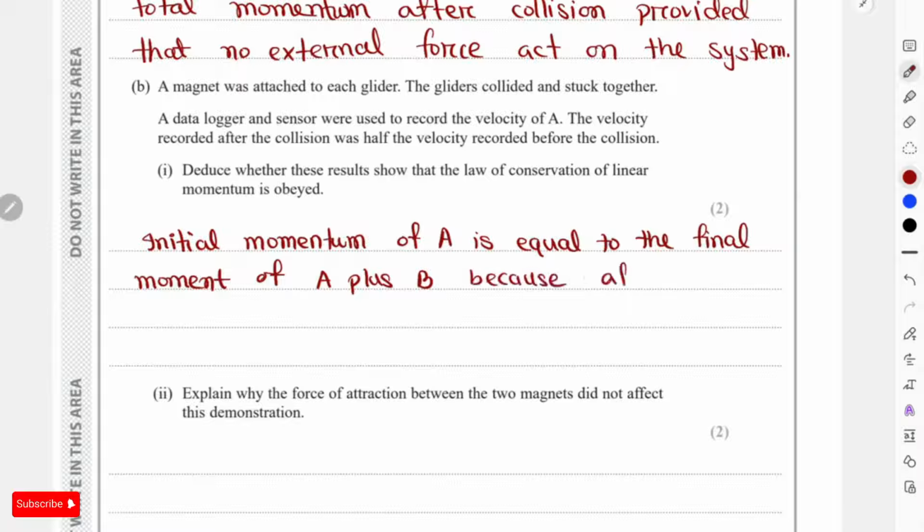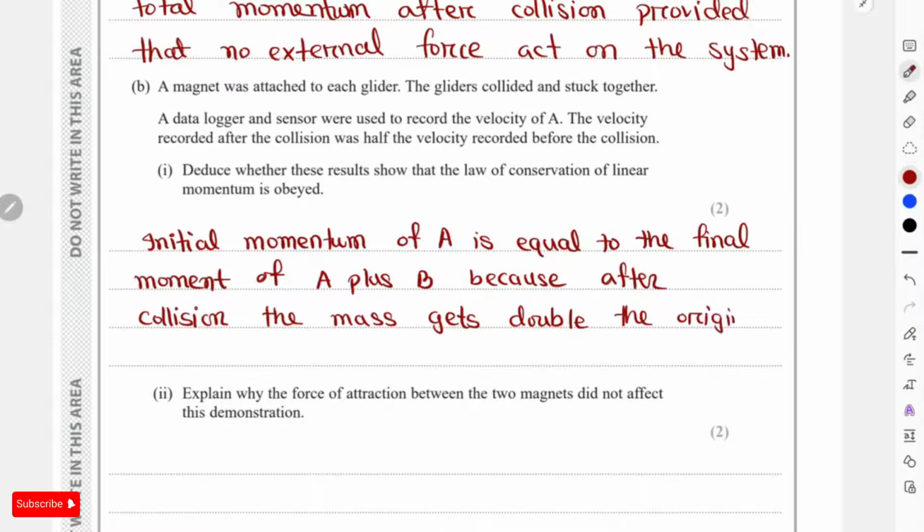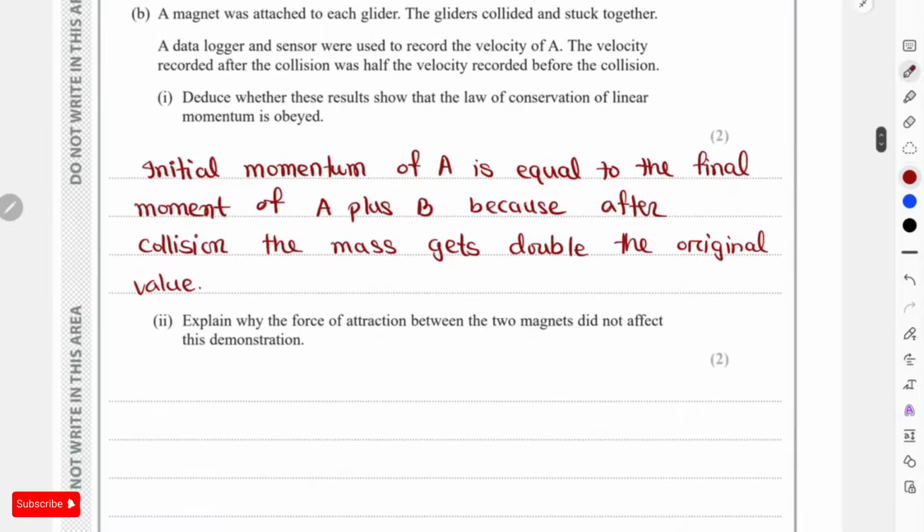Because after collision, the momentum, so because after collision the mass is double to that of the original value, right? Therefore the law is obeyed. We can write that therefore the law is obeyed.